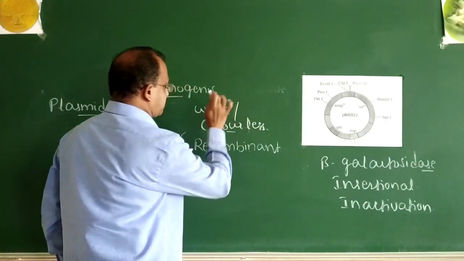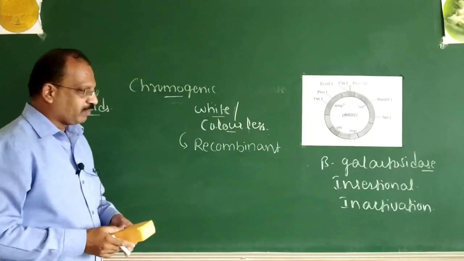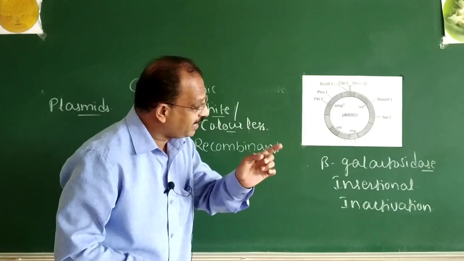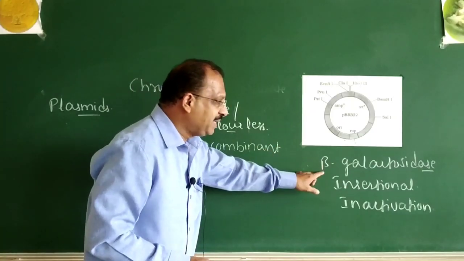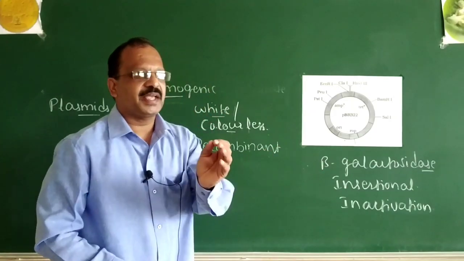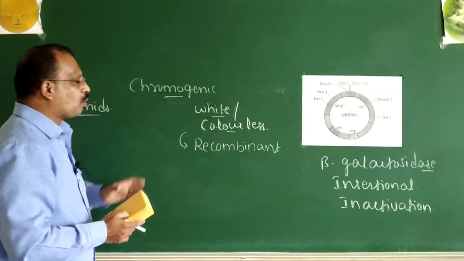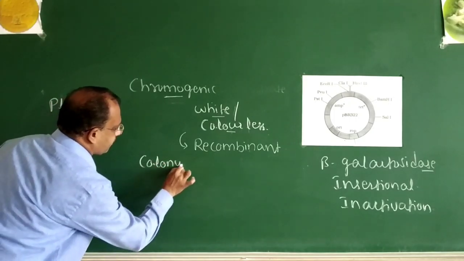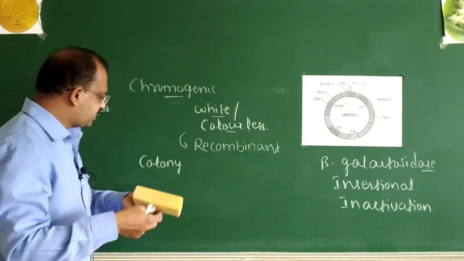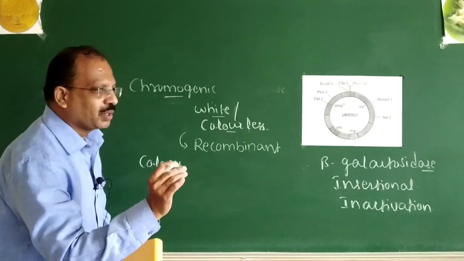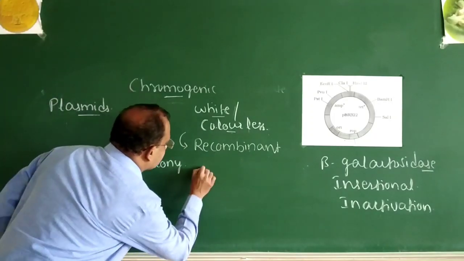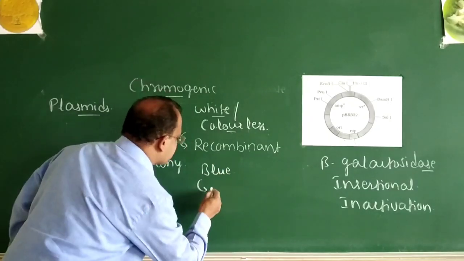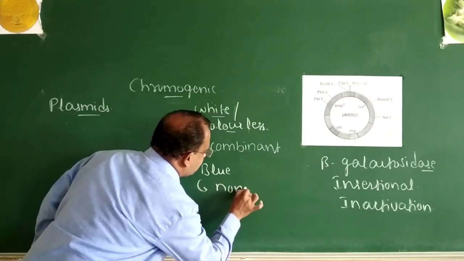Okay, so when the foreign DNA is not ligated to beta galactosidase, the enzyme is active. As a result, the chromogenic substance is expressed in the colony, and the colony will appear blue in color. When it appears blue, this clearly indicates that it is non-recombinant.